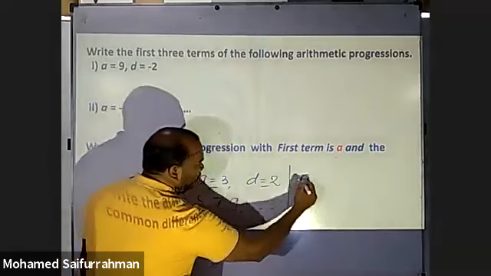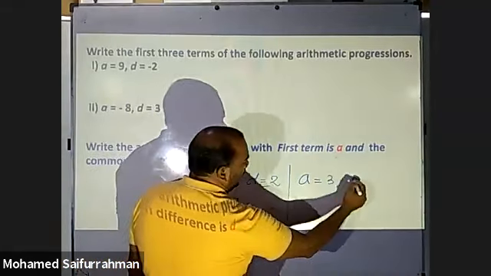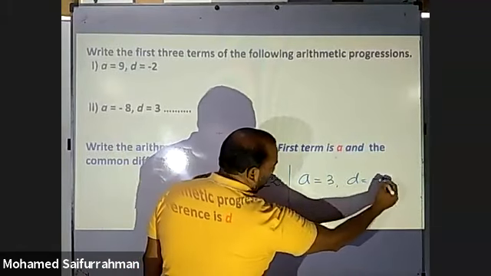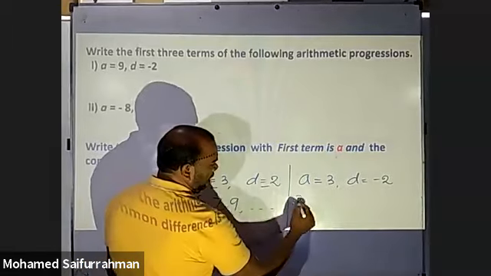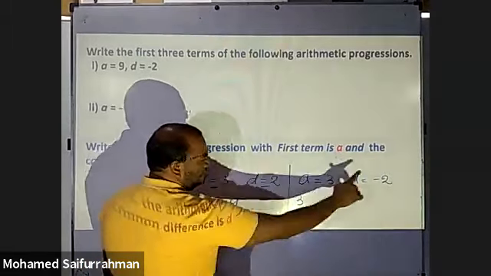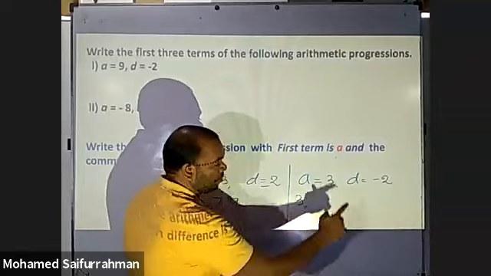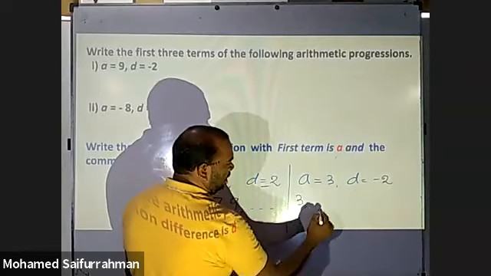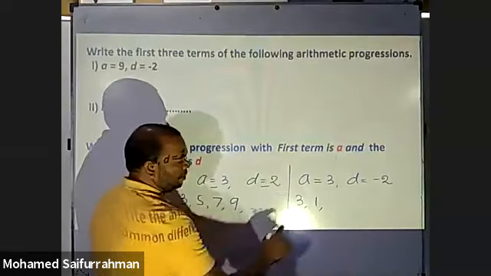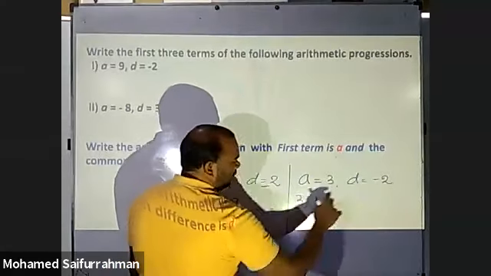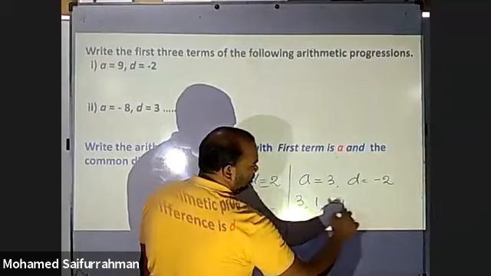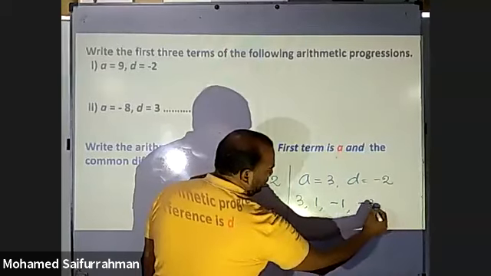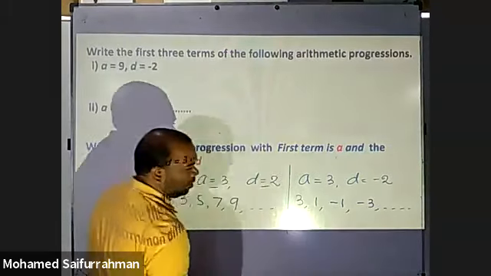So when A equal 3 and D equal minus 2, how should be the progression? First term is 3. When minus 2 is added to 3, then that is 1. 1 added with minus 2, minus 1. Minus 1 added with minus 2, minus 3. And this is the progression.